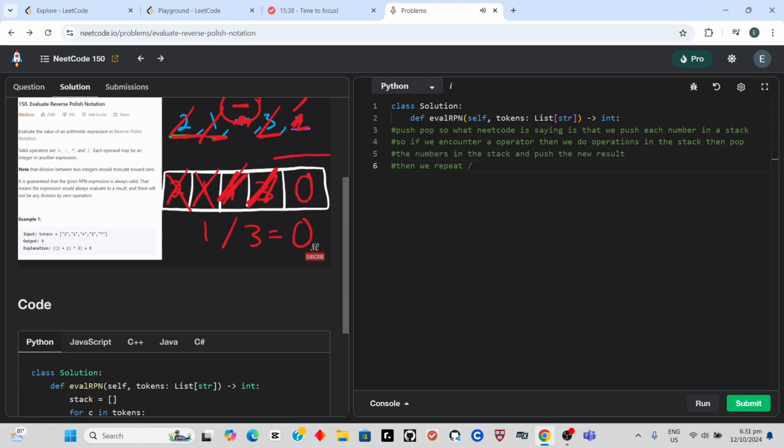And we're guaranteed, since this is always going to be valid, that we're only going to be left with a single value in our stack. So that's the value we're going to return. So in this case, the answer is 0. So that's pretty much the entire solution.